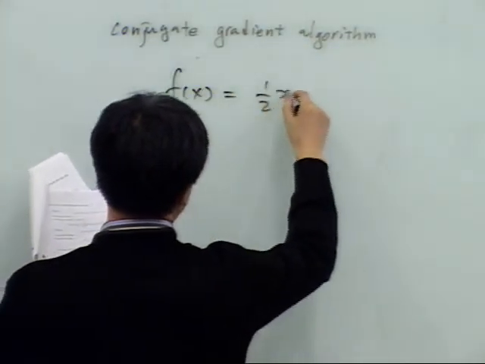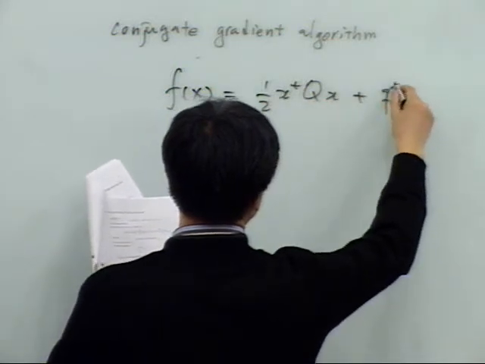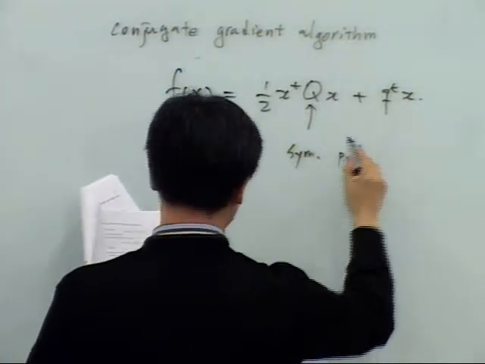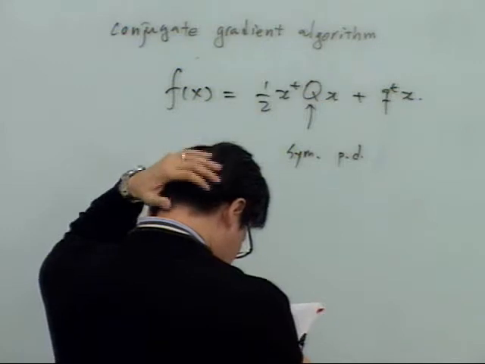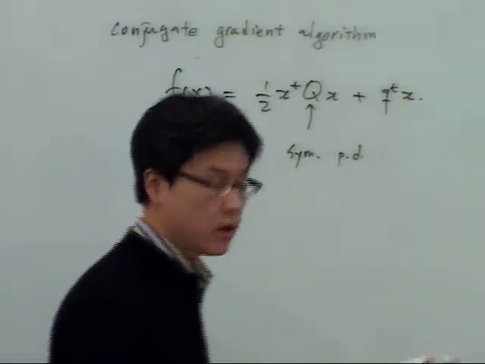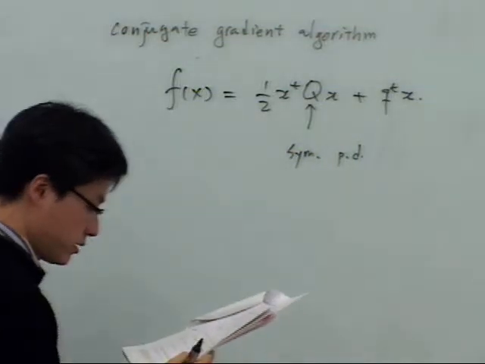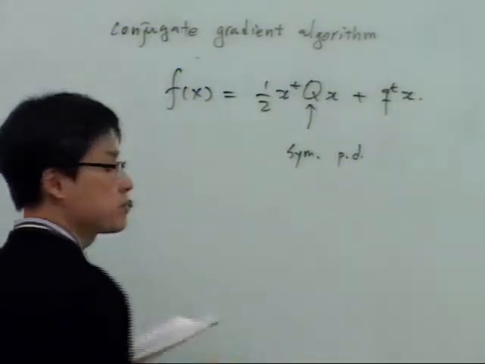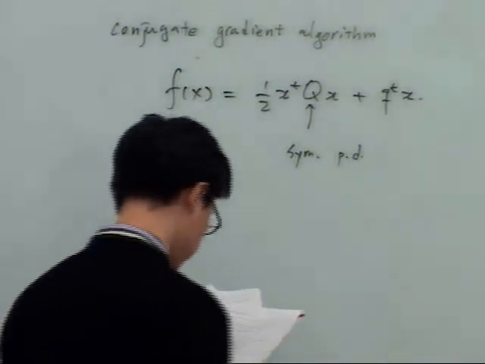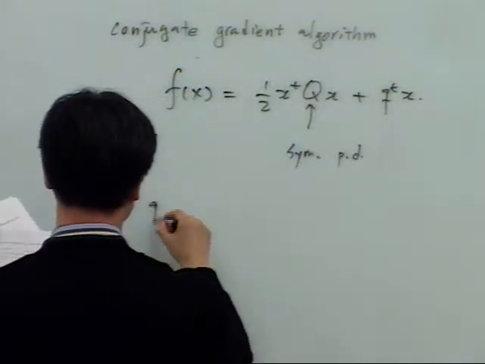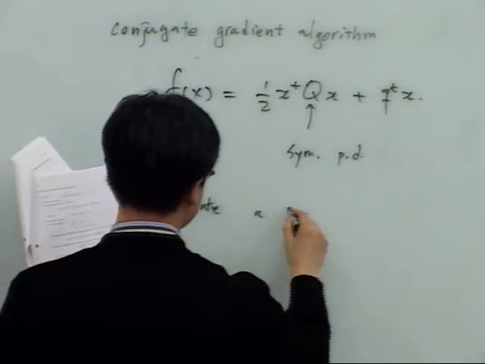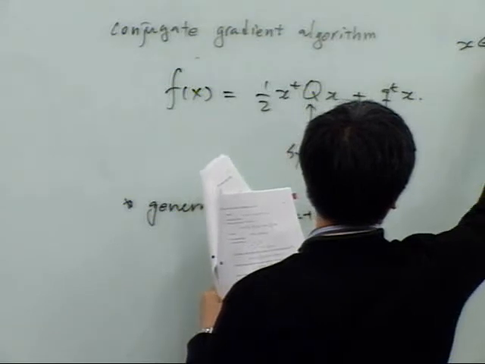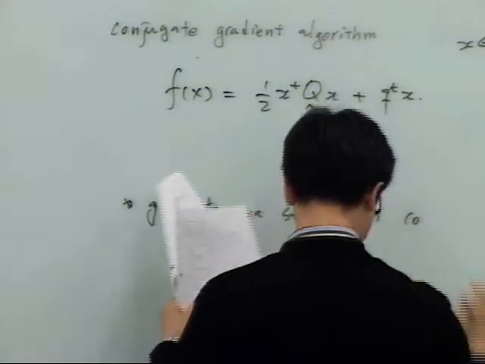Here, a quadratic function, and this Q is symmetric, positive. So far, we assume that we have already known the available Q-conjugate E1 to En. In this section, from now on, we assume that we don't know about this Q-conjugate set yet. And we have to generate a set of N Q-conjugate directions.